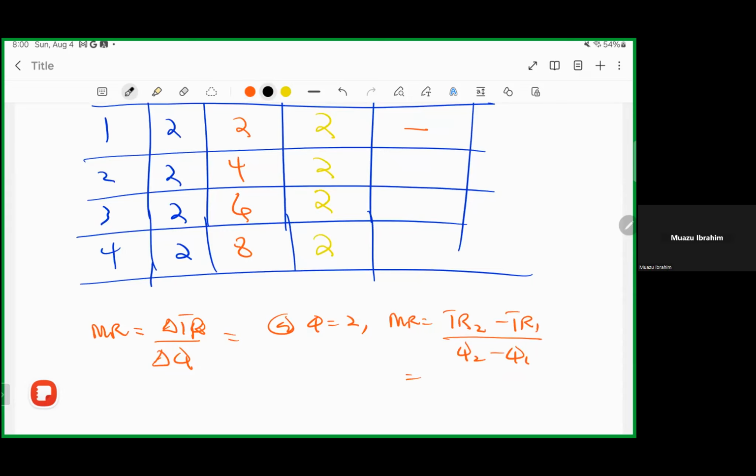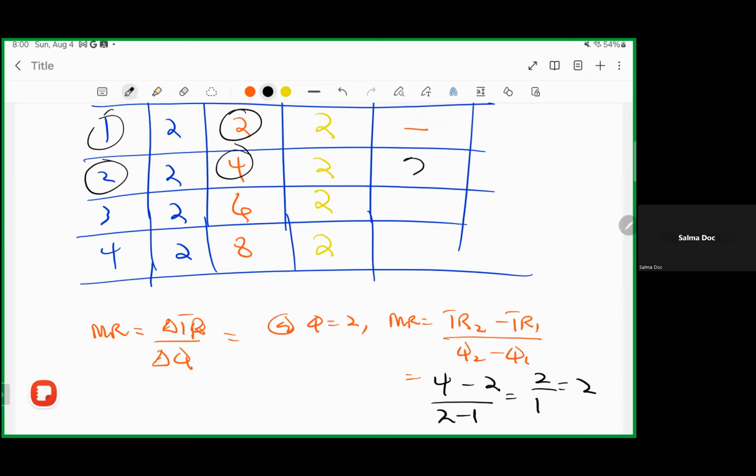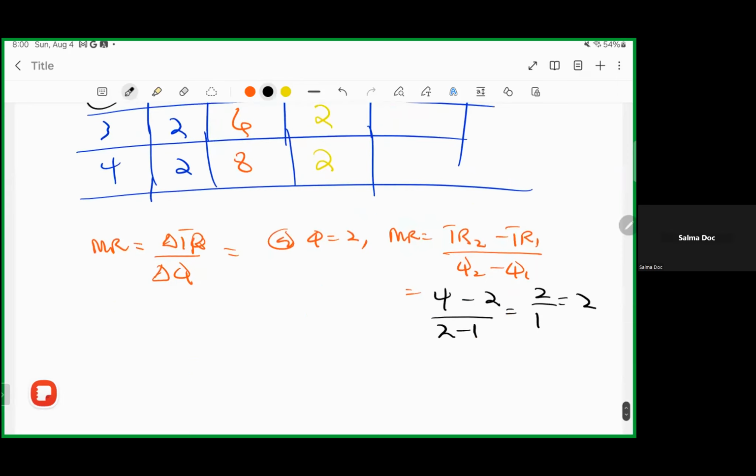Total revenue 2 is 4, minus 2. This minus this divided by this minus this. So here will be 2 divided by 1, which is equal to 2. So here will be 2.